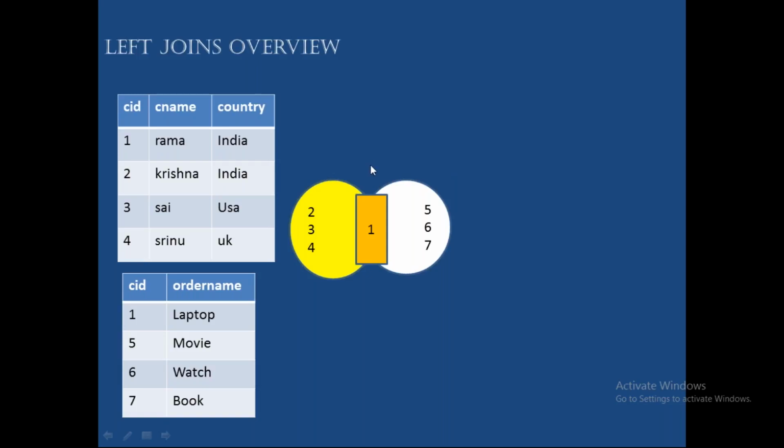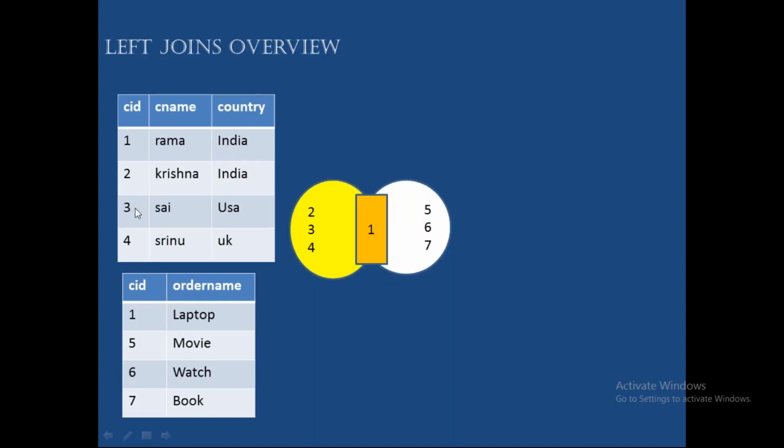Null. So to get 2, 3, 4, what I can do is say: wherever order name is null, can you give me only those records? See here, you have one laptop, then null, null, null, null, null, null. When I say order name is null, wherever order name is null, give me only those records. Then I will get 2, 3, 4.